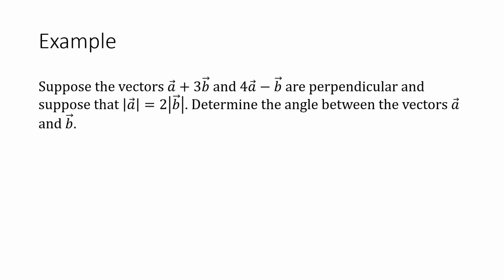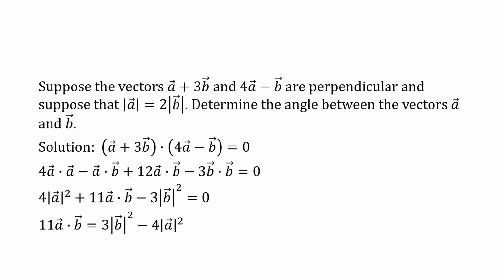So now let's do a more complicated question. Suppose the vectors a plus 3b and 4a minus b are perpendicular, and suppose that the magnitude of a is equal to 2 times the magnitude of b. We want to determine the angle between the vectors a and b. Well, we know that since a plus 3b and 4a minus b are perpendicular, therefore a plus 3b quantity dotted with 4a minus b quantity should equal 0.